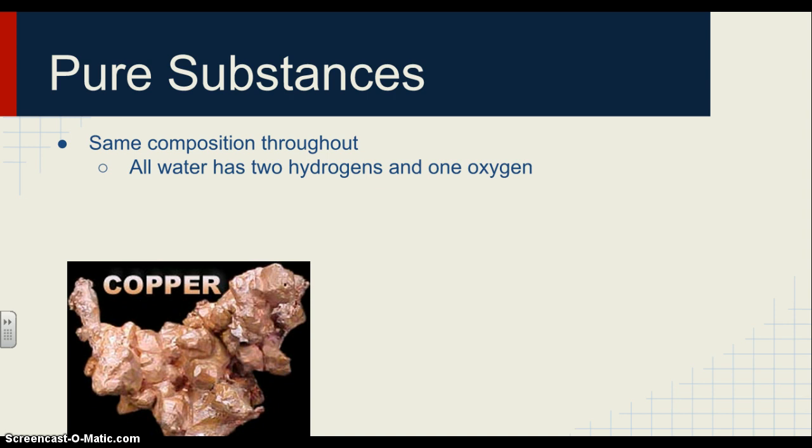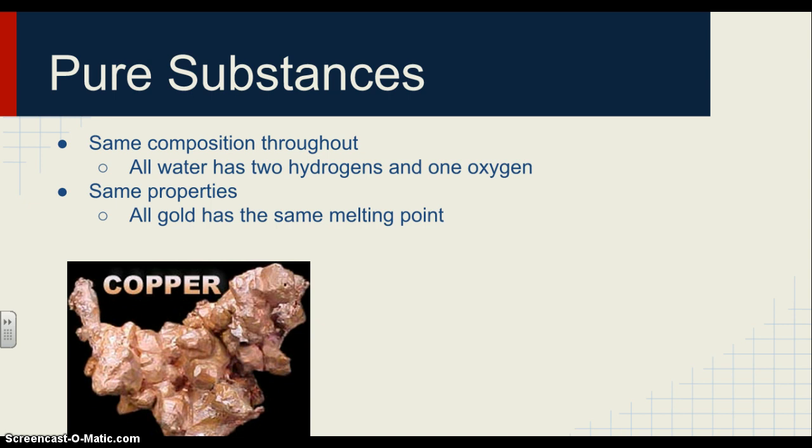Whether it came from a lake or a mountain spring or was deep inside the ground, all water is the same water. All gold has the same melting point. These properties are going to be the same for pure substances. So a pure substance can either be an element, which is one of the things that we find on the periodic table, or it can be a compound, which is a mixture of elements linked together by a chemical bond. More about those later this year.